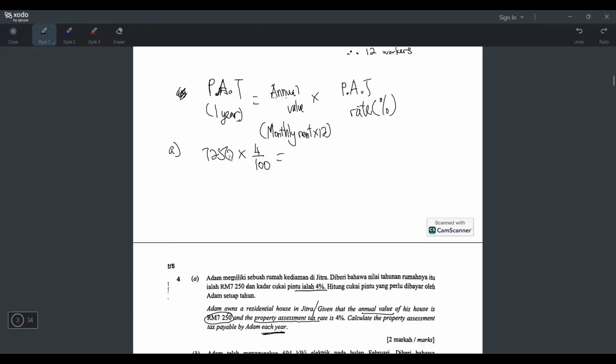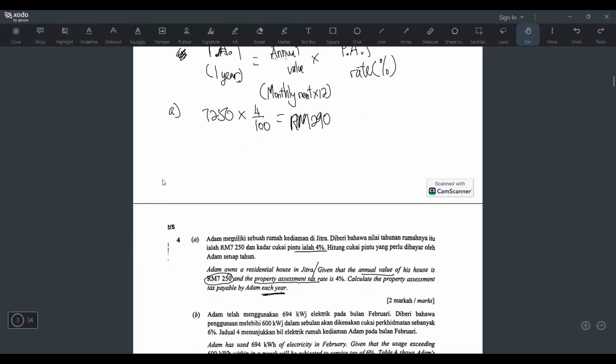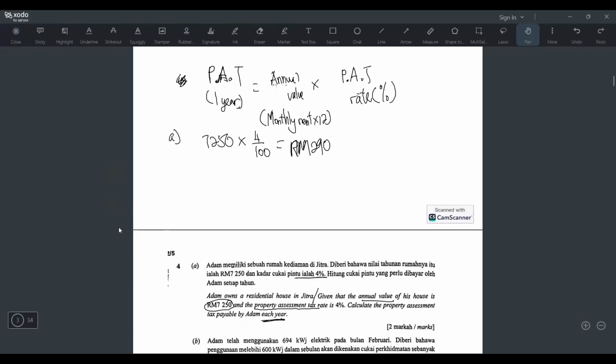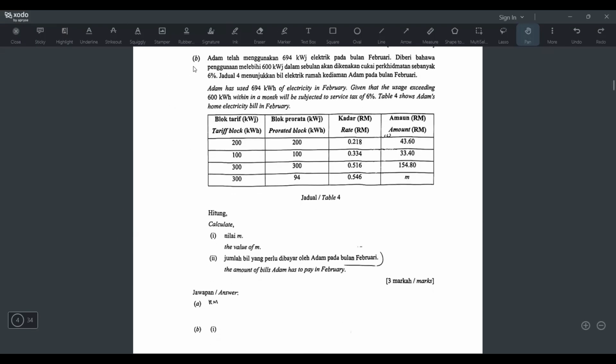Okay, so let me press my calculator so that I get my answer. Okay, let's press 7250 times 4 divide 100. My calculator gives me 290, and make sure you write RM, because this is money, right? It's the amount you have to pay. So this is worth 2 marks. Okay, so that's all. That's the answer. Now let's continue with B.